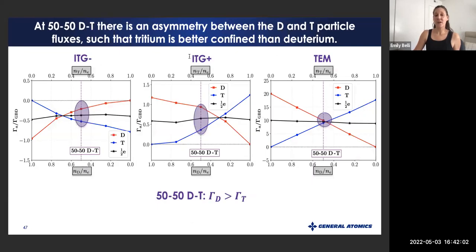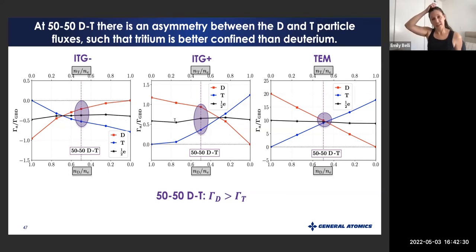So here, for all 3 cases, we show the variation of the particle flux with ion density fraction ranging from pure deuterium on the left limit of the plots, to 50-50 DT at the dotted vertical lines, to pure tritium on the right limit. So for all 3 cases, at a given ion density fraction, the deuterium particle flux in red and the tritium particle flux in blue are centered about 1/2 gamma E.